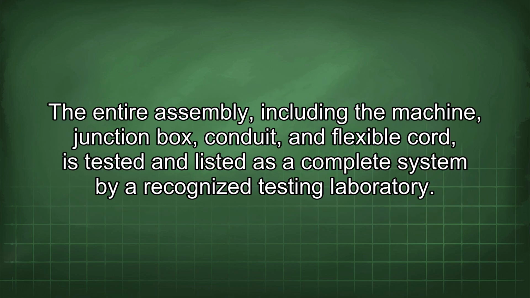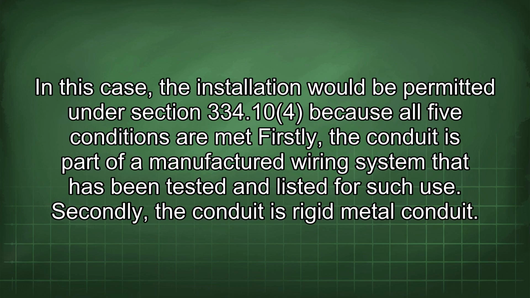The entire assembly, including the machine, junction box, conduit, and flexible cord, is tested and listed as a complete system by a recognized testing laboratory. In this case, the installation would be permitted under Section 334.10 because all 5 conditions are met.